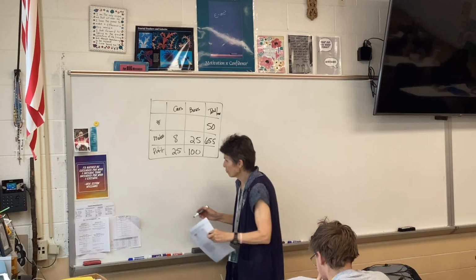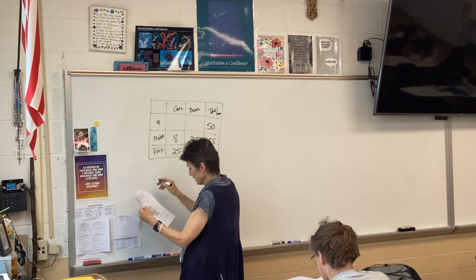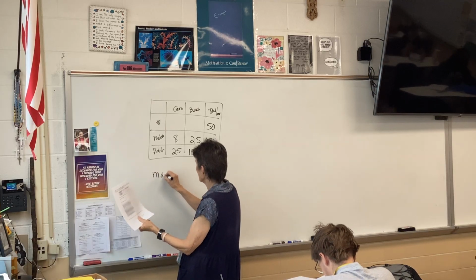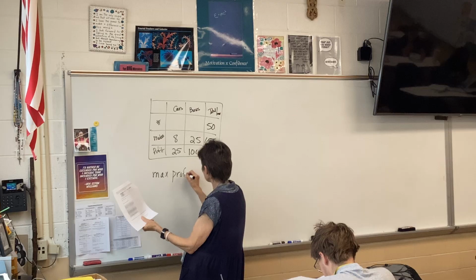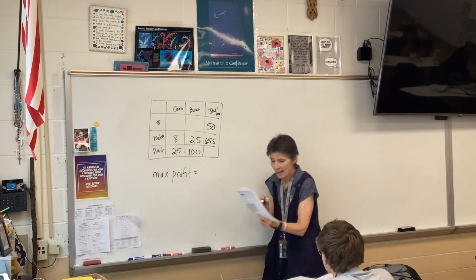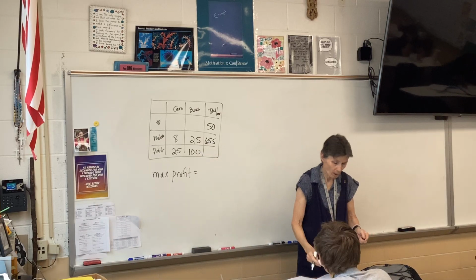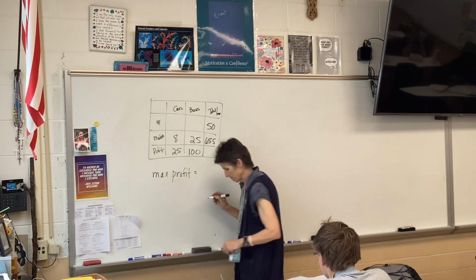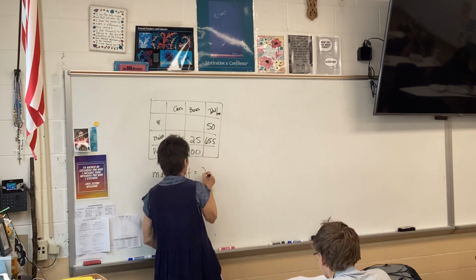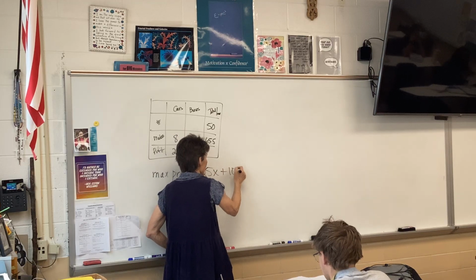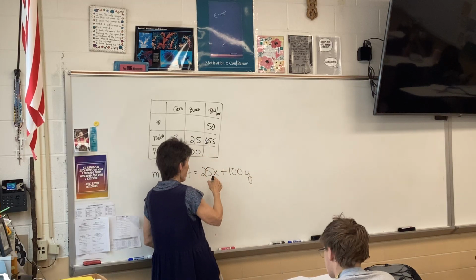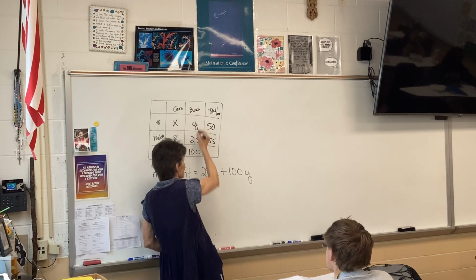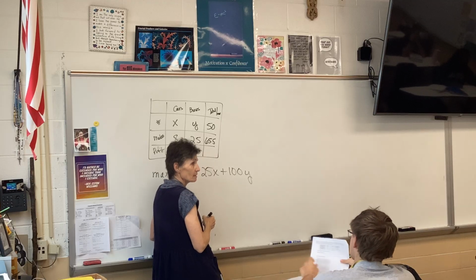Now, what am I trying to do? This one's weird, down at the bottom is a question. I want to maximize my profit. And how will I calculate my profit? 25x plus 100y. Now, what do x and y stand for? The number of cars and buses.